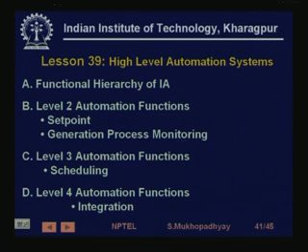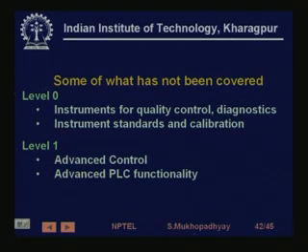So, in the last lesson we discussed these higher level automation functions. That brings us to the end of this lesson, and having discussed what has been covered, we should also take a look at what has not been covered. At least we should be aware of some of the things that we have not covered, which were also relevant. For example, we have mainly concentrated on level 0 and 1. Level 2 and 3 have not been covered in great detail, that is the first thing.